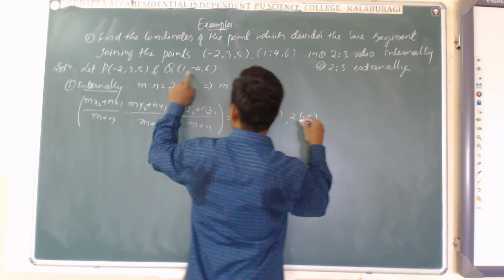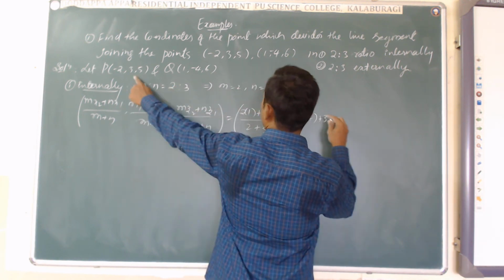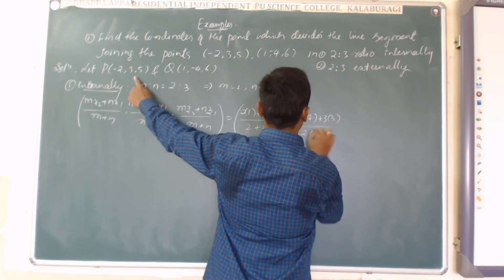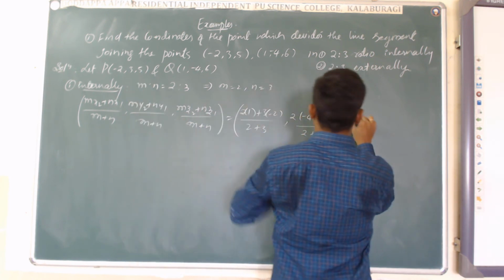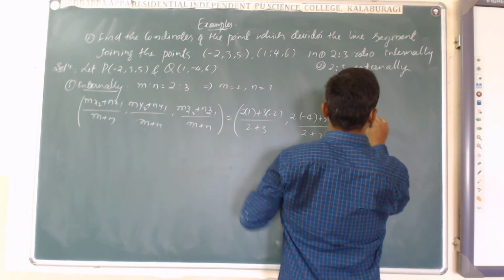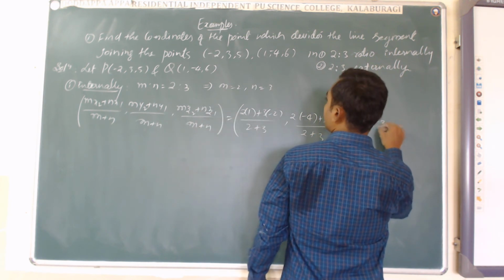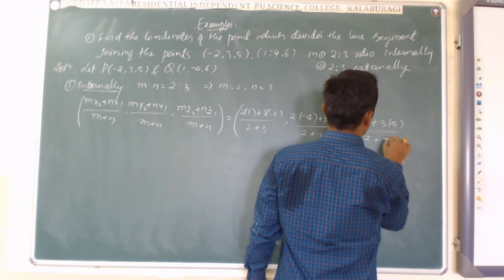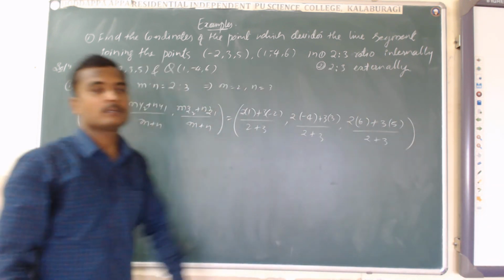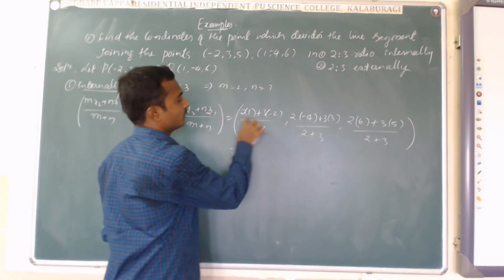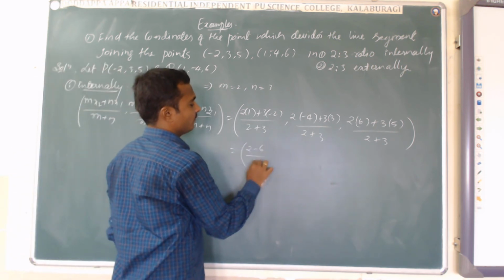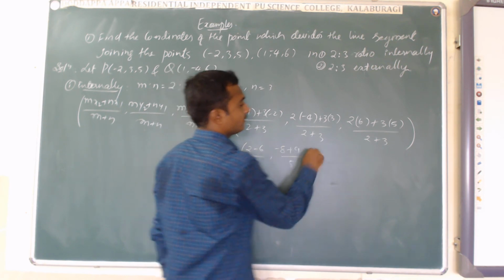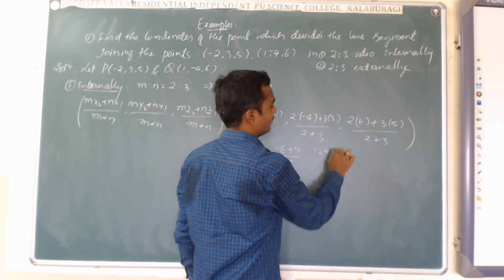my2 plus ny1 by m plus n. Similarly, mz2 plus nz1 divided by m plus n. Try to solve this, we will get the answer. So 2 into 1 is 2, 2 minus 6 by 5, and here -8 plus 9 by 5, and here 12 plus 15 by 5.